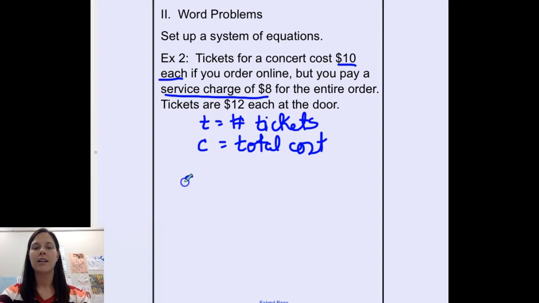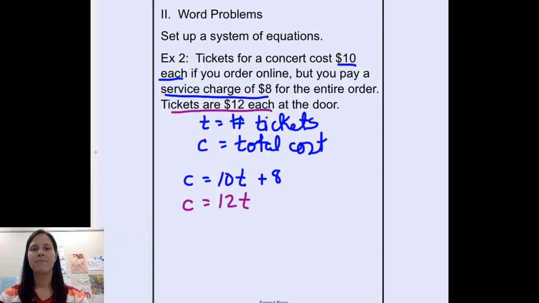If we order online, our total cost is $10 times the number of tickets we choose to buy, plus we have to pay that service fee of $8 for ordering online. Our second sentence tells us that tickets are $12 each at the door, no service charge. So our total cost for purchasing tickets at the door is $12 times the number of tickets we buy.